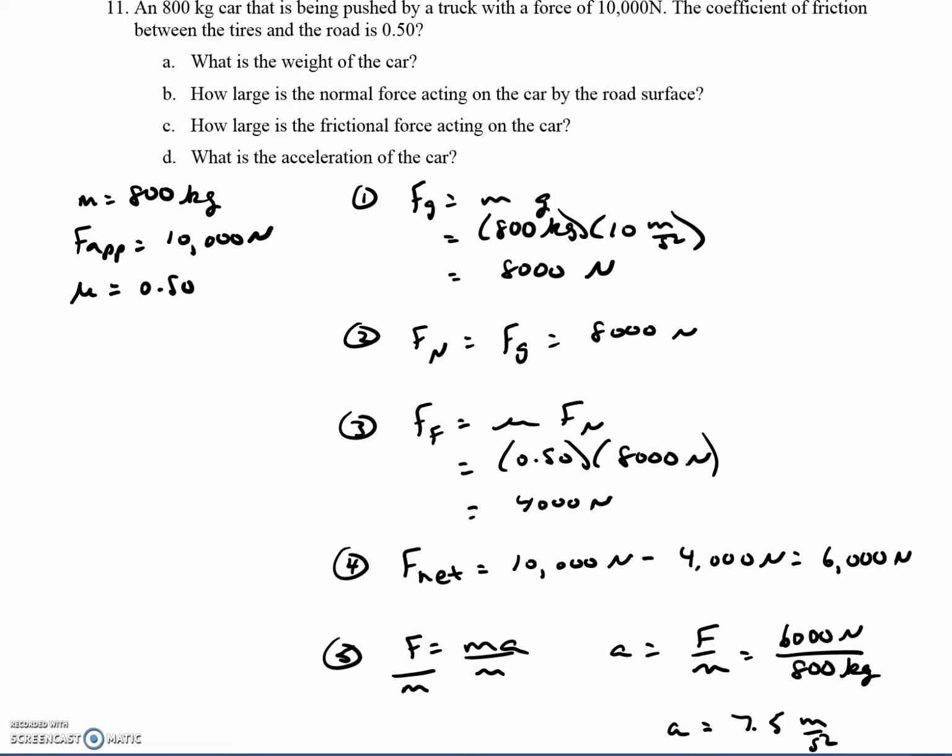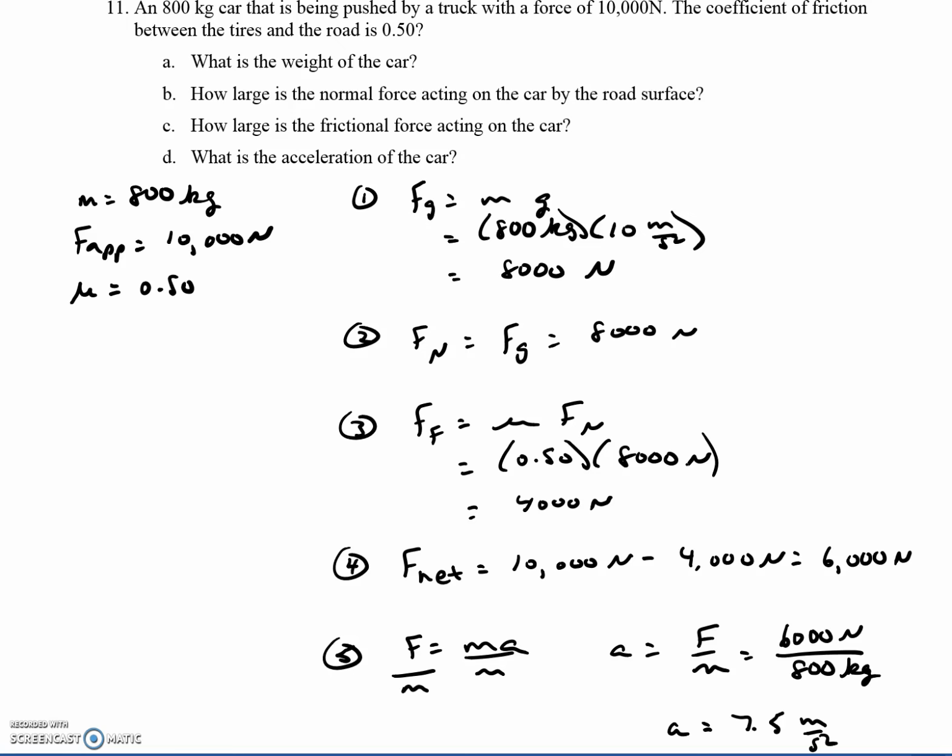So for the first part, we're going to use Fg equals mg. Our force due to gravity, or our weight, equals the mass times the acceleration due to gravity. So the mass of the car is 800 kilograms, and since we're on Earth, the acceleration due to gravity is 10 meters per second squared. So that's going to give us 8,000 newtons.